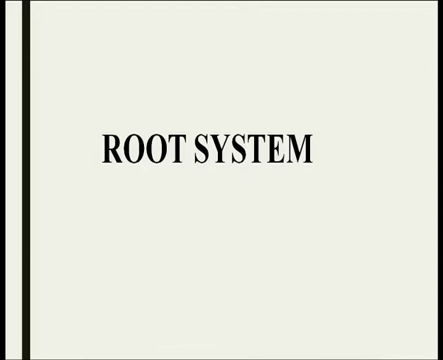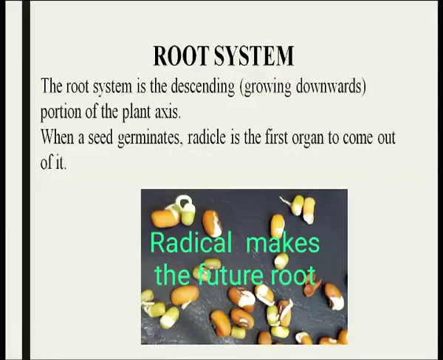Hello learners, we are starting with our topic root systems, and you have already studied that root is the underground system of any plant and it develops from the radicle. And now we want to talk about what part of the seed makes the root. It is the radicle, as you know it by now, and when the seed germinates, the radicle is the first organ to come out of it and makes the root.